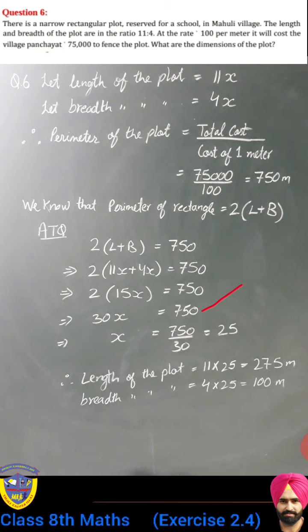Now divide both sides by 30. You will get 750 divided by 30 is equal to 25. So x value is equal to 25. Put that value here. You will get the length of the plot 11 into 25 is equal to 275 meter and breadth you will get 100 meter. Is it clear? Now move to the next question.